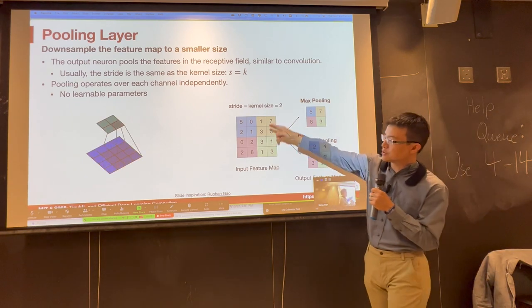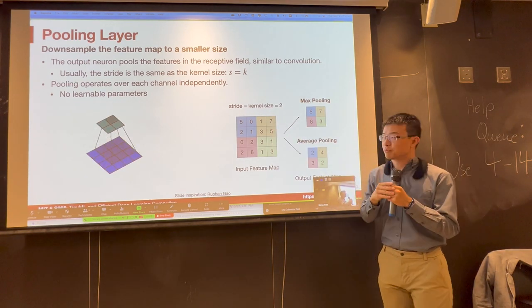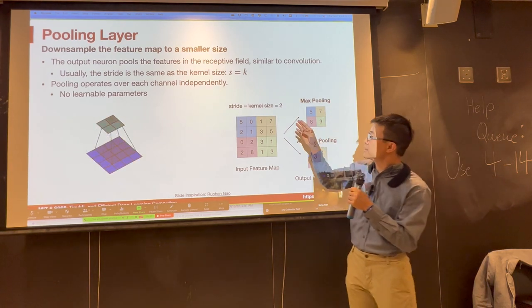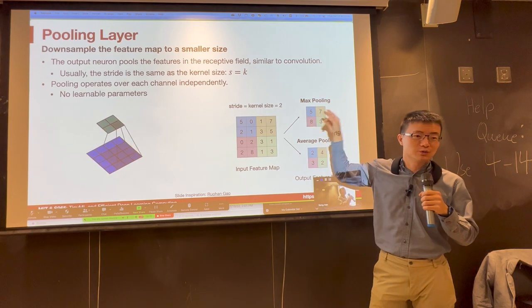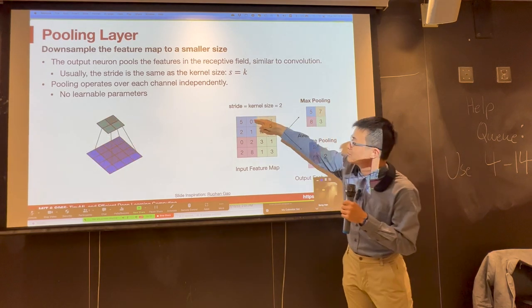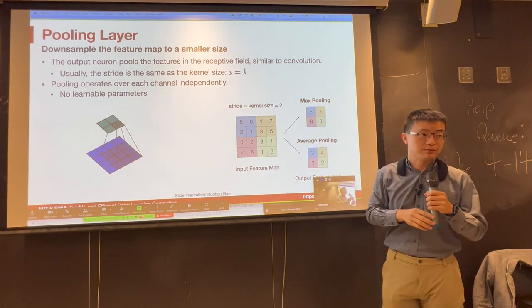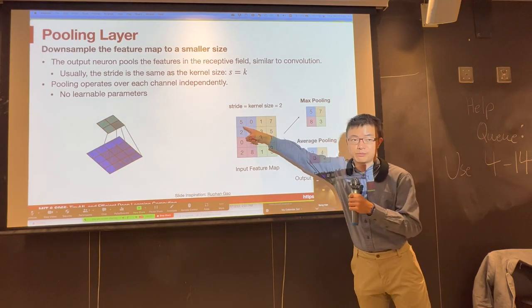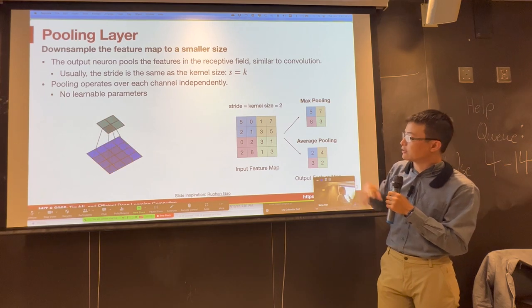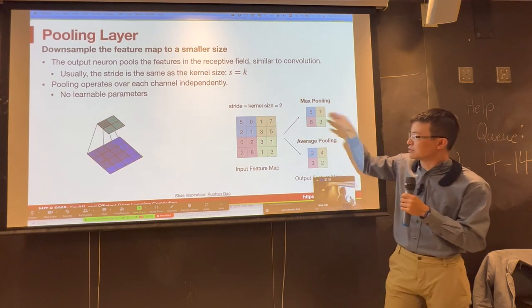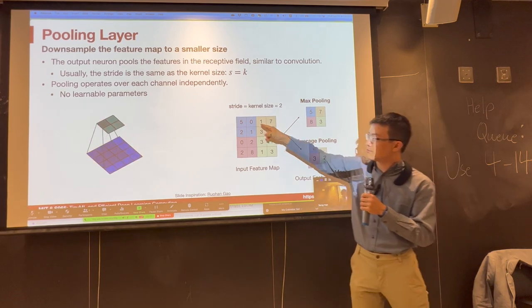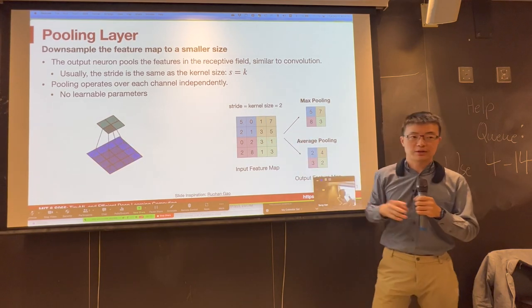So this is a 4x4 input. After pooling, that becomes 2x2. Okay. So this is using max pooling. What is max pooling? Pick the max for this entire region. So for this blue part, we'll pick the pixel 5. For this one, we'll pick 7. So that becomes the output. Or we can do average pooling, just calculate the mean for this region and for the other regions.